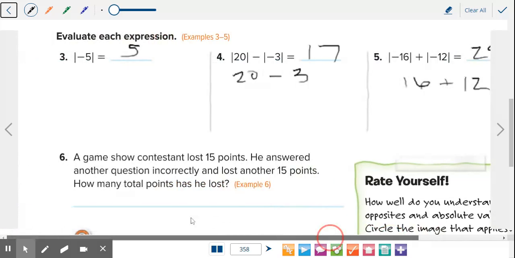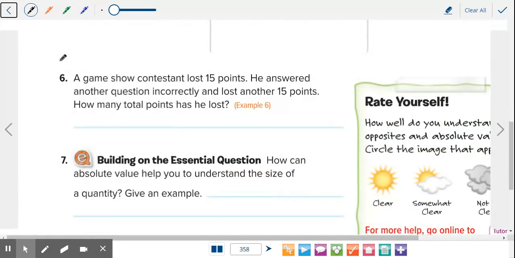All right. And the last one here. So a game show contestant lost 15 points. He answered another question incorrectly and lost another 15 points. How many total points has he lost? 30. 30 points.